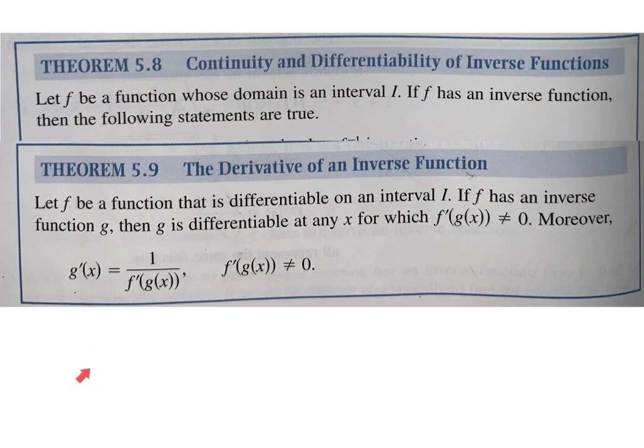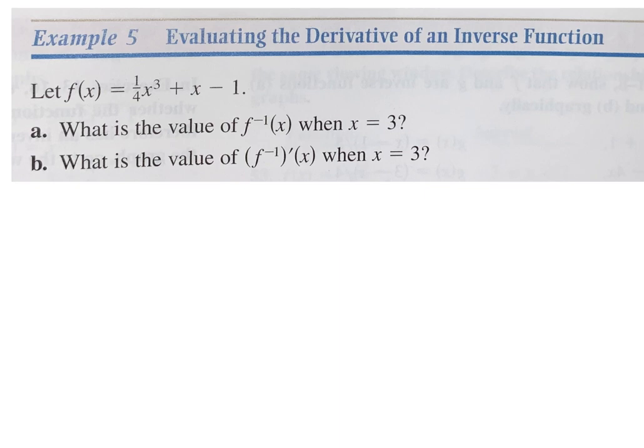The derivative of the inverse is always going to be 1 over the derivative of the function composed with the inverse, okay? And this does have a stipulation. This cannot be 0 because it's in the denominator, so obviously we can't divide by 0. So how do we actually evaluate it? Let's look at example 5. All right, so the value of f inverse, we're talking about the inverse. So this is actually the y value.